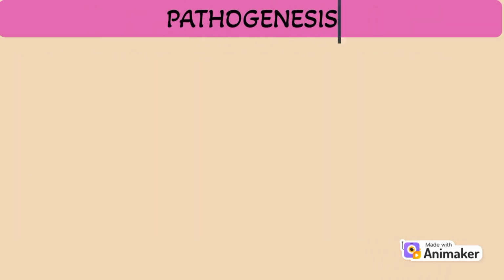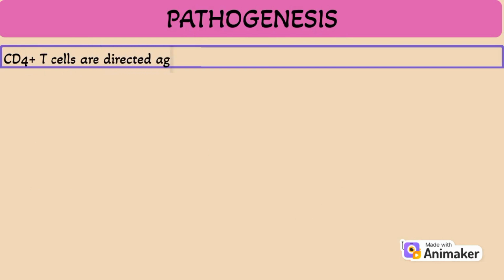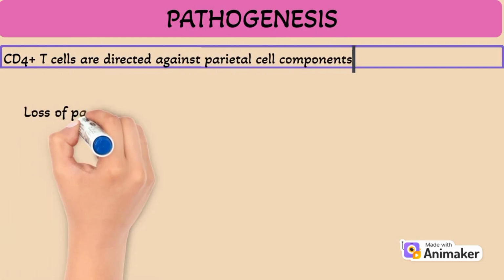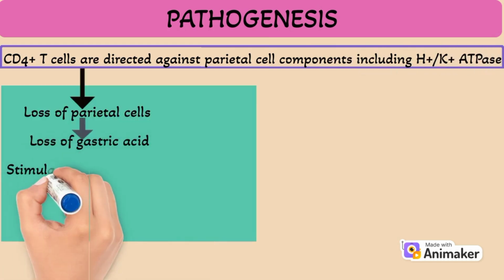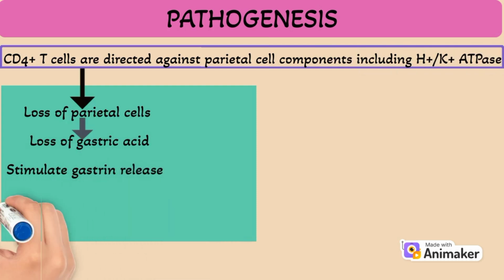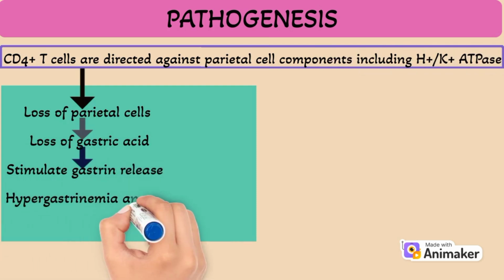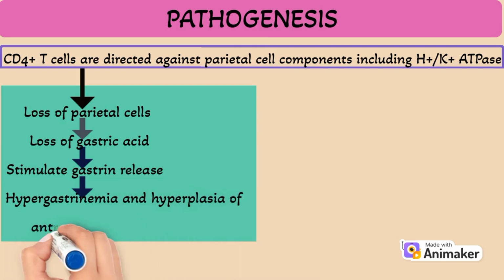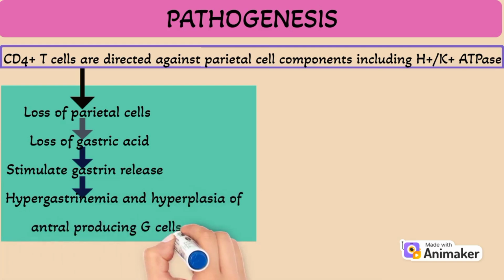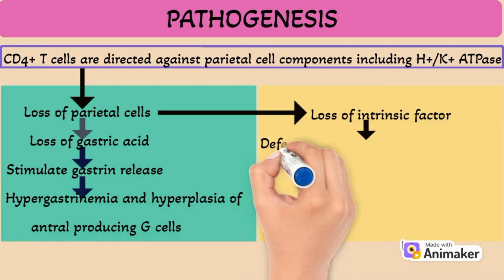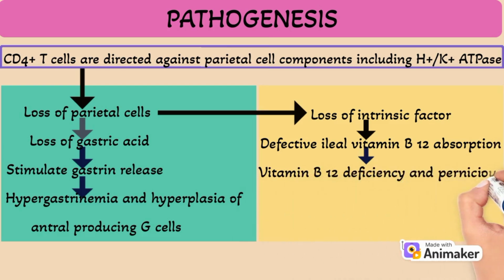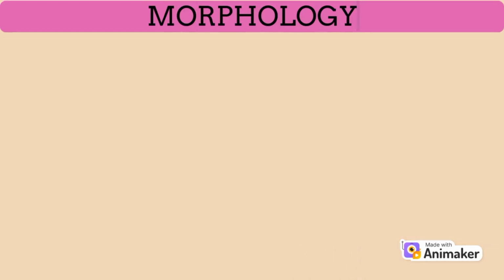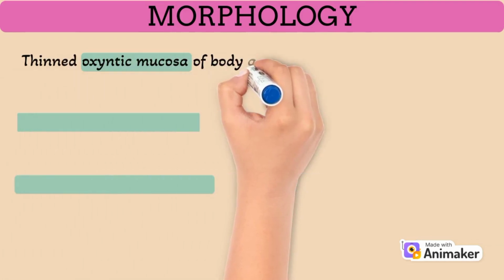Pathogenesis: CD4 plus T cells directed against parietal cell components including hydrogen potassium ATPase leading to loss of parietal cells which lead to loss of gastric acid which stimulate gastrin release leading to hypergastrinemia and hyperplasia of antral gastrin producing G cells. Loss of intrinsic factor leads to defective ileal vitamin B12 absorption leading to vitamin B12 deficiency and pernicious anemia. Morphology: thin oxyntic mucosa of body and fundus due to diffuse atrophy.